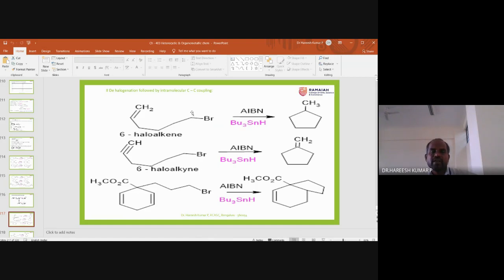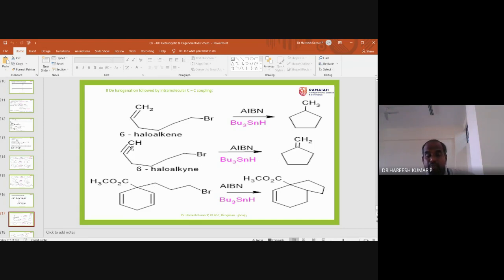Suppose there is a radical formation here, and there is a double bond. This double bond can undergo homolytic cleavage, forming a radical here and a radical there. Then this radical and this radical form a bond, forming a 5-membered ring. Later, if it is treated with tributyl tin hydride, CH2 will be converted into CH3. For this reaction, you can write the mechanism.